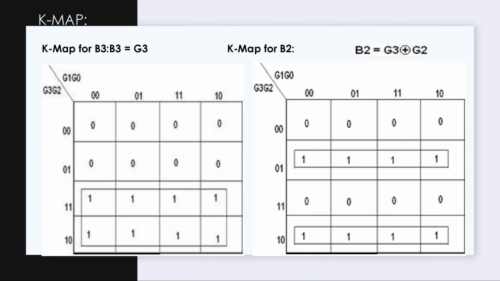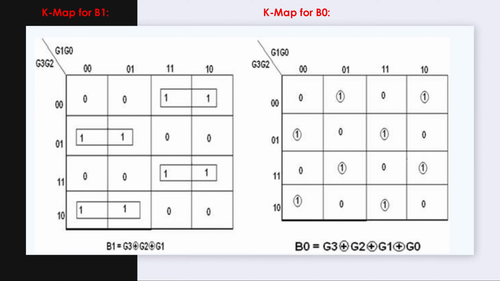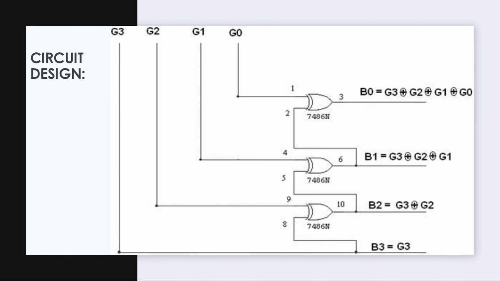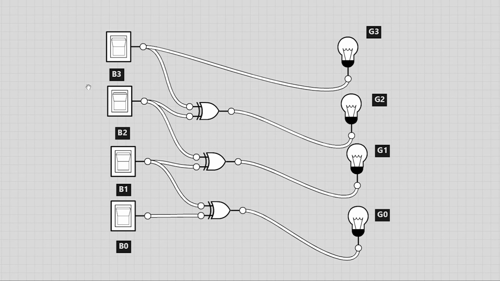This is the K-map for gray code to binary conversion. The first K-map is for B3, the second one is for B2, the third one is for B1, and the fourth one is for B0. And this is the circuit diagram for gray to binary code conversion. Now we'll see how binary to gray code conversion works.